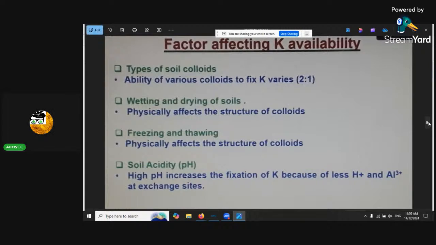Okay, good. Factors affecting potassium availability. Types of soil colloids. So you want 2:1, so it's exchangeable. That's to do with clay. Wetting and drying of soils, freezing and thawing affect potassium, and soil pH. High pH increases the fixation of potassium because of the less protons or hydrogen atoms and aluminium at the exchange sites.